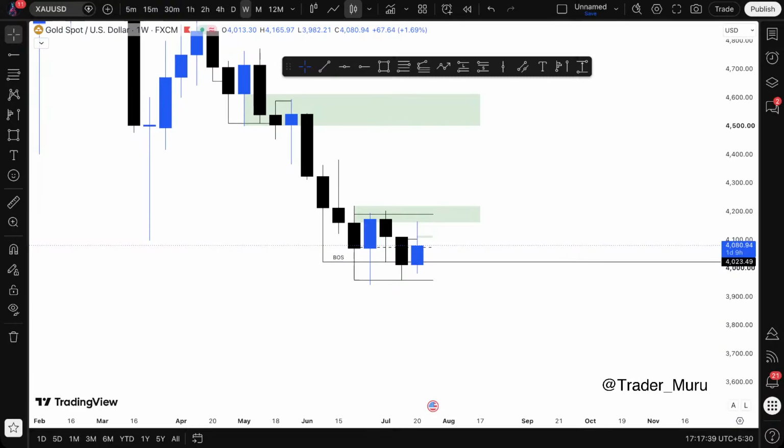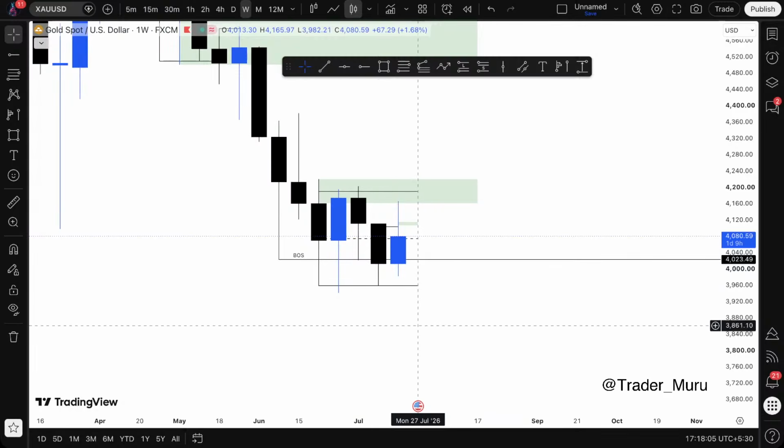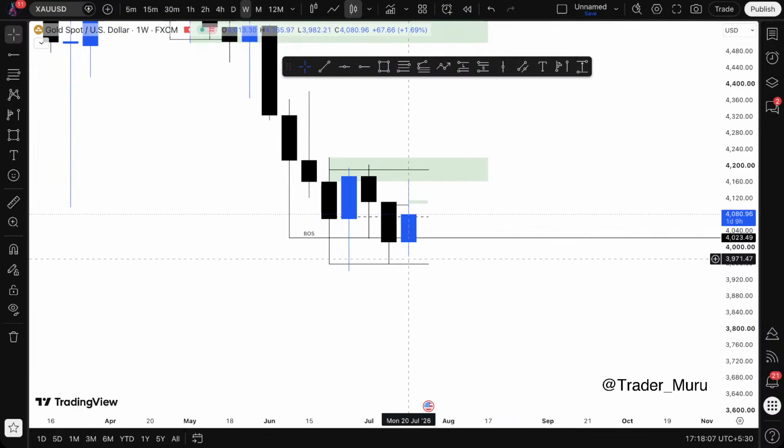We have weekly closing tomorrow. So if we close below this area again, the area is 4070. This weekly candle closing below 4070 will bring extreme selling pressure in gold, which will break this low. If we close this weekly candle below 4070, mark my words, next week will be a single candle drop of more than 1000 pips.